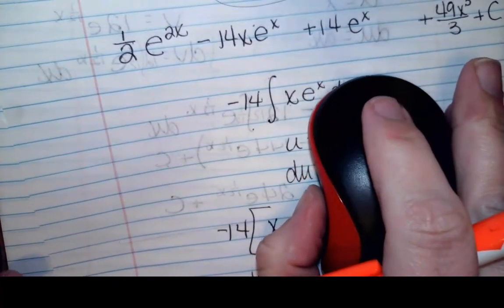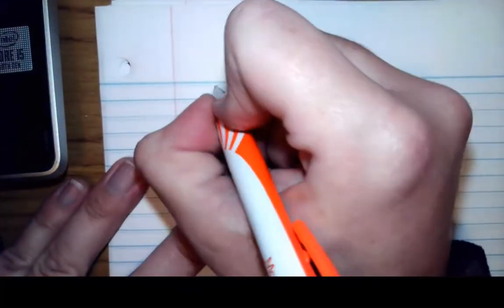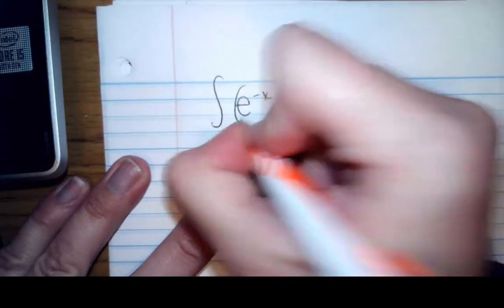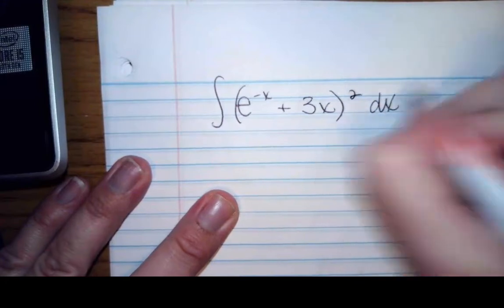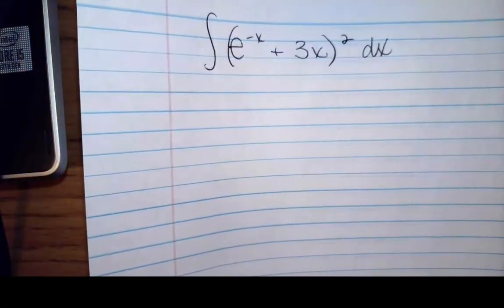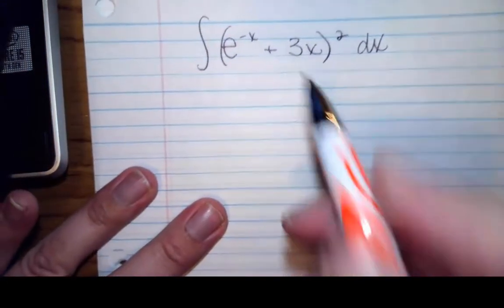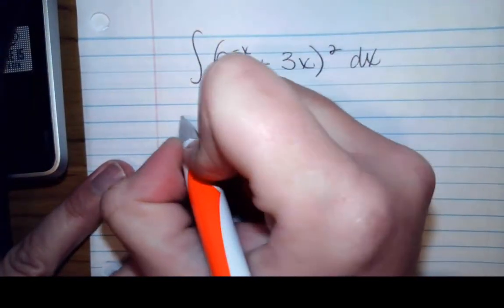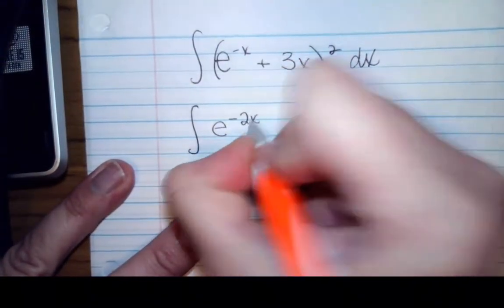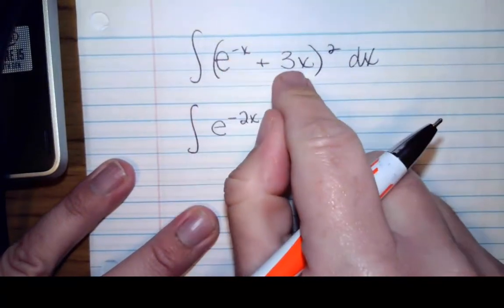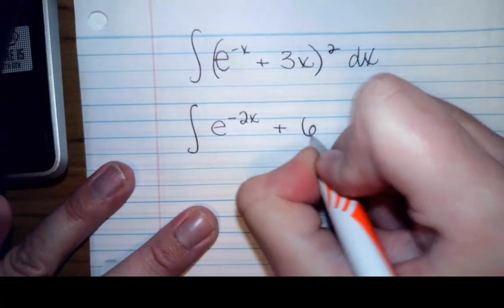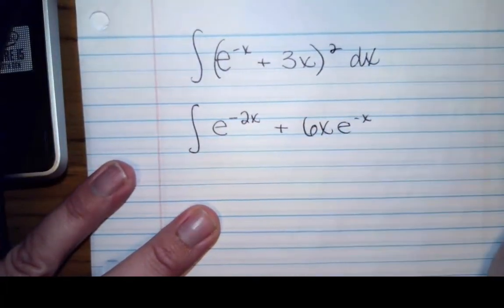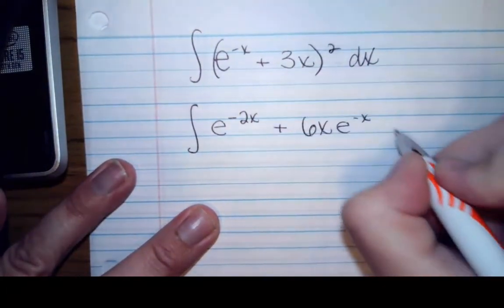We have something similar. All right, so I've got (e to the negative x plus 3x) squared dx. So again, I cannot use just plain u substitution. So I'm going to have to FOIL this thing out. So e to the negative x times e to the negative x is going to be e to the negative 2x. Okay, e to the negative x times 3x gives me 3x e to the negative x, but I got two of them. So I've got 6x e to the negative x. And then I have 3x times 3x is 9x squared.